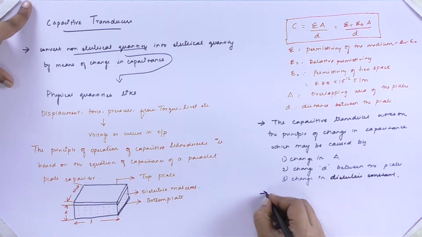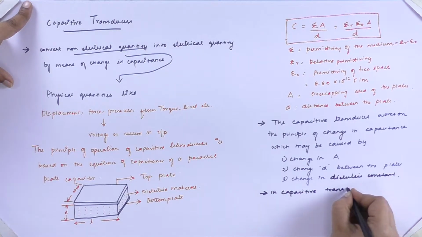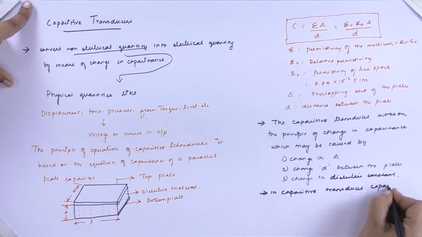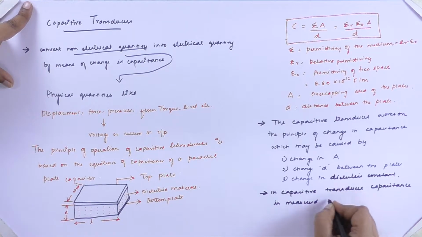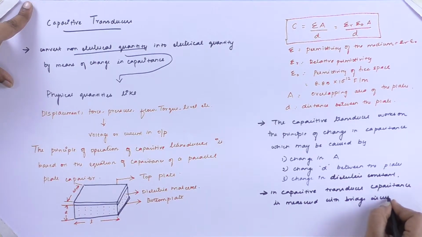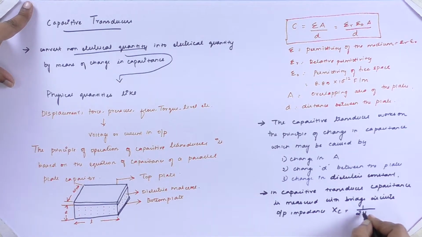So in a capacitive transducer, capacitance is measured with the help of bridge circuits. With the help of a bridge circuit, we can measure the value of a capacitor. In this case, the output impedance of the capacitor is given by Xc is equal to 1 by 2 pi f C, where f is the frequency and C is the capacitance value.